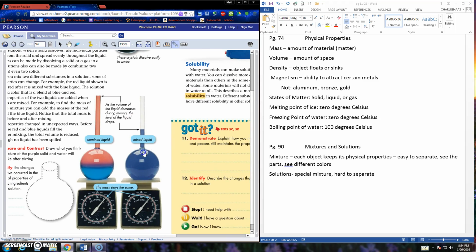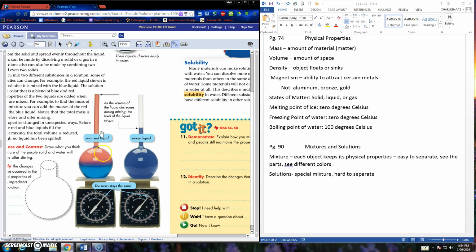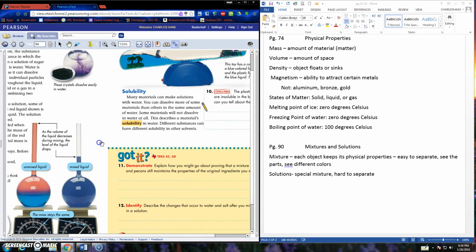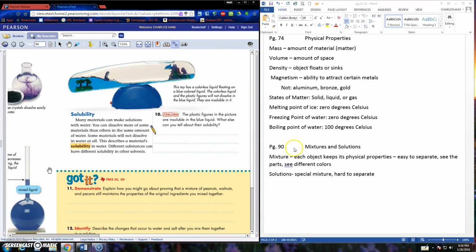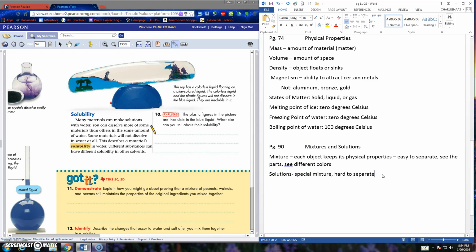Very interesting. So right now this is unmixed liquid. Must be different densities, huh? They separate if they sit still too long. And here's a mixed liquid. I like the way it says the mass stays the same because we didn't add any more matter and we didn't subtract any matter. We just mixed it together. But all the molecules, all the matter is still there. So solution, special mixture, hard to separate because the physical properties change.